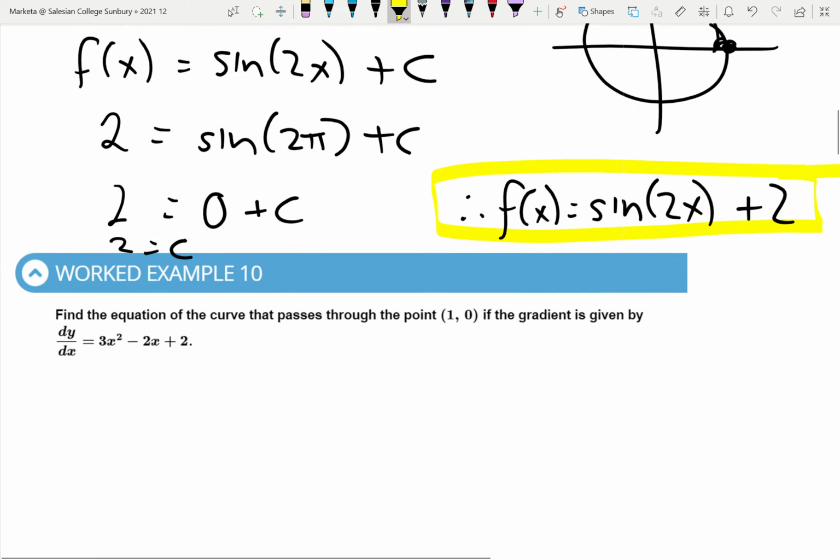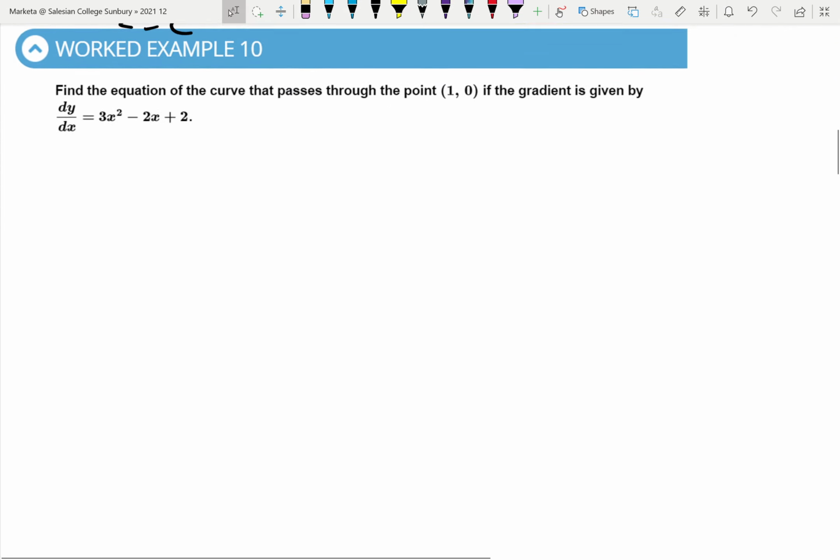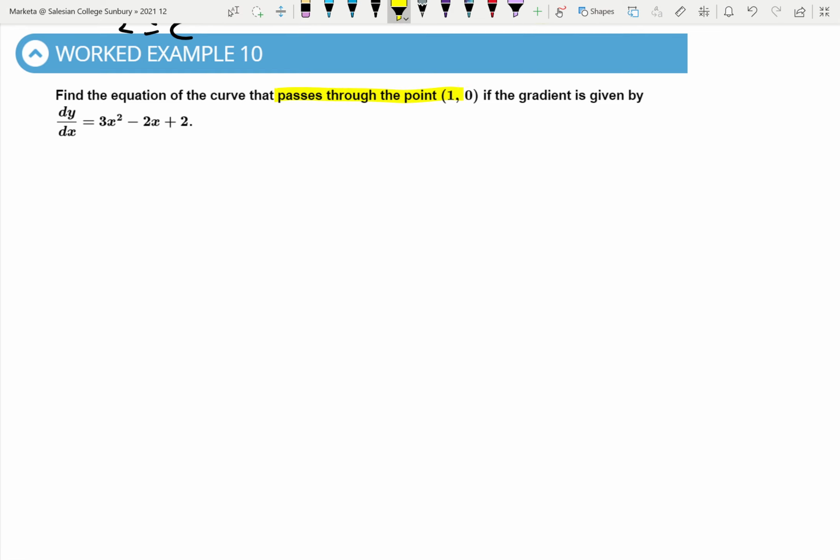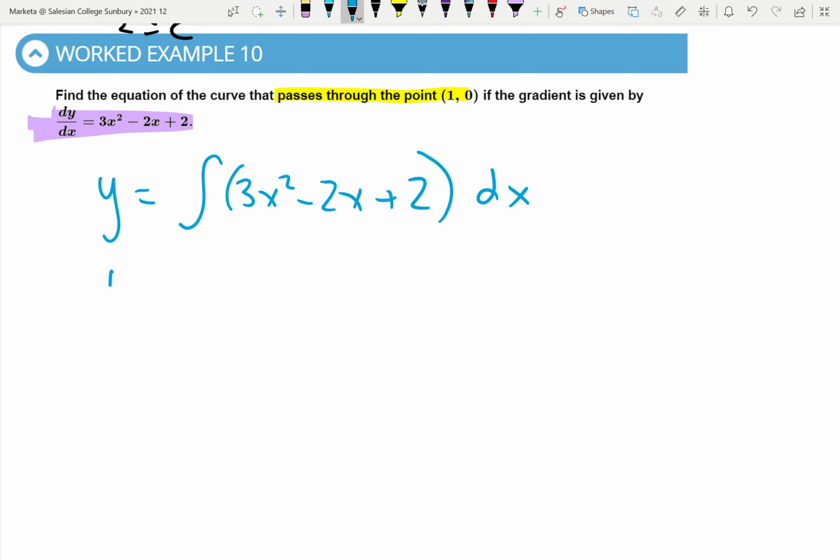So let's move on. Find the equation of a curve that passes through the point 1, 0 if the gradient is given by this. So this is a pretty standard question. So our y, it's going to be a y function because that's dy dx, not f dash of x. That's going to be given by the antiderivative of 3x squared minus 2x plus 2 dx. So y equals x cubed minus x squared plus 2x plus c.